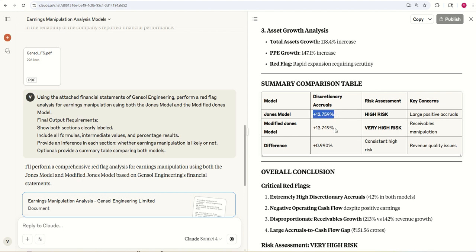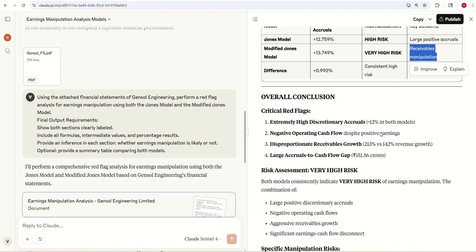Discretionary accruals is around 12% and 13%. Almost 1% difference is there. High risk and very high risk. Key concern, large positive accruals. Receivables manipulation. The modified Jones model found out there is receivables manipulation.